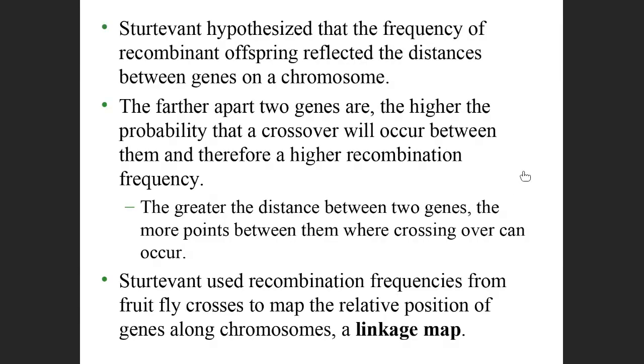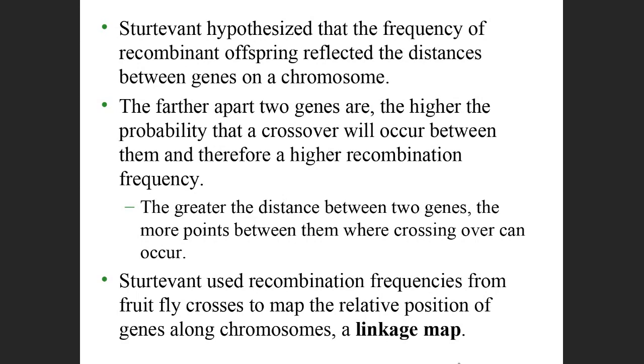Now, the frequency of recombination reflects the distances between genes on a chromosome. The farther apart two genes are, the more likely a crossover event will occur between them. If the genes are really close together, it's very unlikely that recombination will occur. There'll be no crossover event. So by determining the recombination frequencies, how often genes crossed over and switched places, that led to a linkage map.